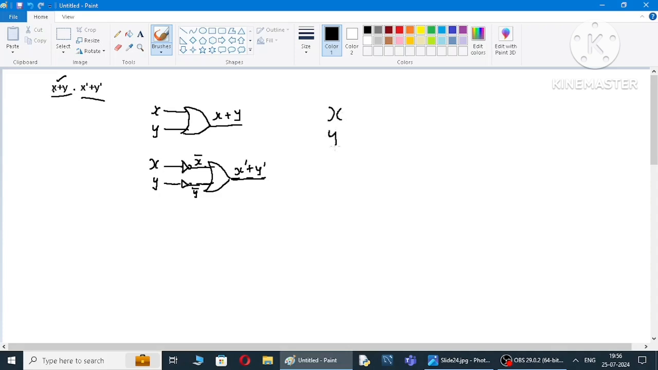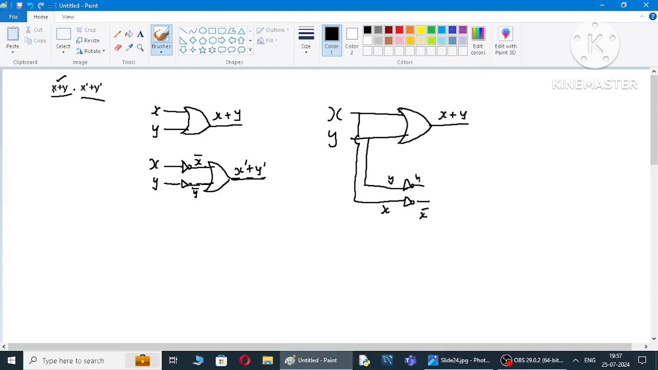Usually we will draw it this way. Already you have x and y, right? So this gives x plus y. When you need x bar and y bar, we will take the input from this x and from this y and put them in NOT gates. This is x bar, y bar. So the line is taken from the existing x and y. So this is also right. And put it in an OR gate. This will give x bar plus y bar. So the second part is also ready.